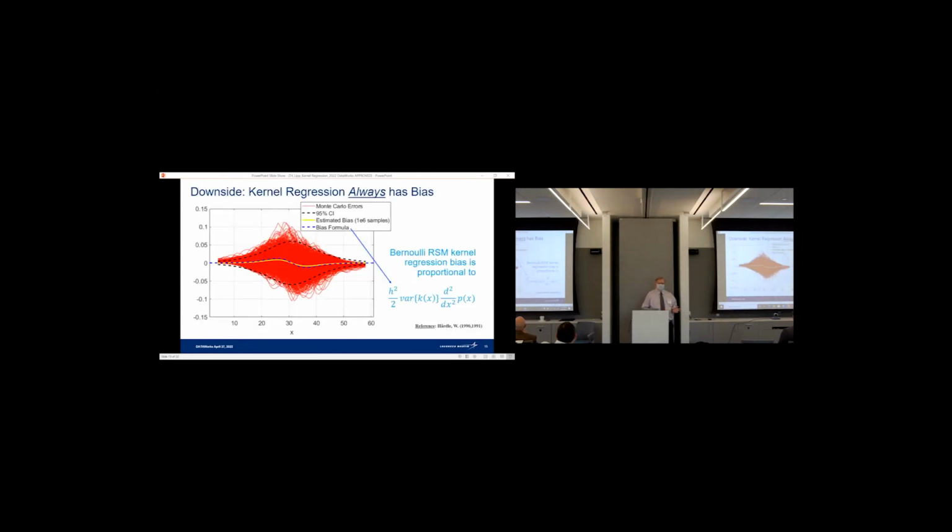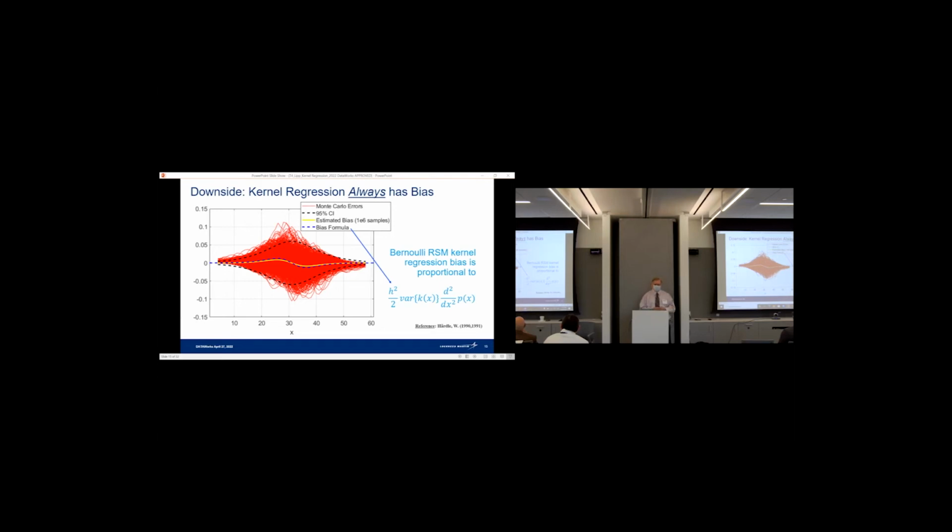So what's the downside, right? This sounds too good to be true, and it is. Kernel regression always has a bias. And here's an example. There's about 1,000 different curves here from a Monte Carlo analysis shown. I've shown the 95% confidence interval bounds and where that data should fit. And you can see there's a little bit of a tilt on the left end versus the right. And you can estimate that tilt.